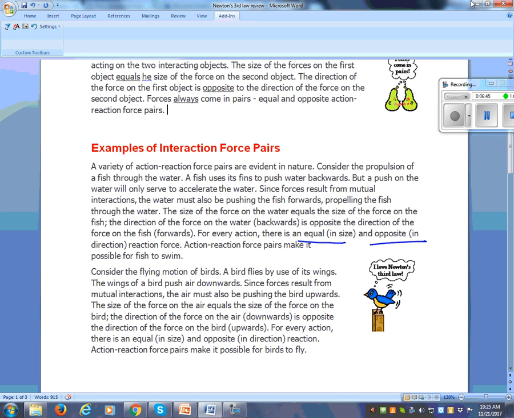Consider the flying motion of birds. A bird flies by using its wings. The wings of a bird push air downwards. Since forces result from mutual interactions, the air must also be pushing the bird upwards. The size of the force on the air equals the size of the force on the bird, and the direction of the force on the air is opposite, always, the direction of the force on the bird, upwards. For every action, there is an equal in size and opposite in direction reaction. I've repeated myself a couple times.